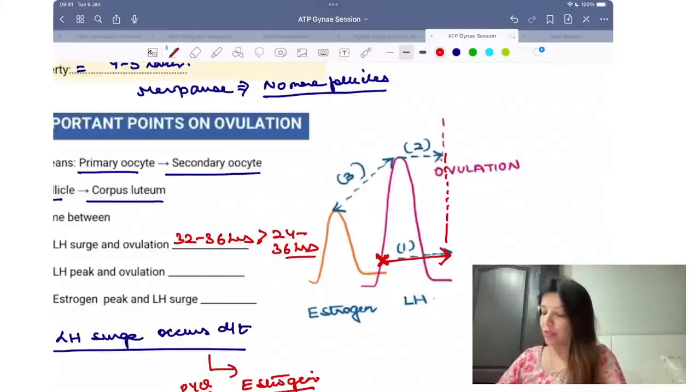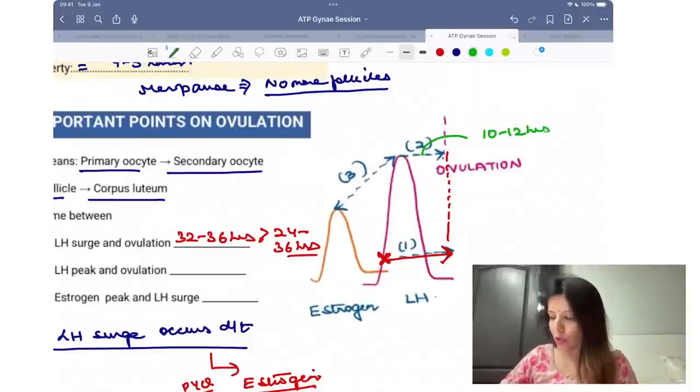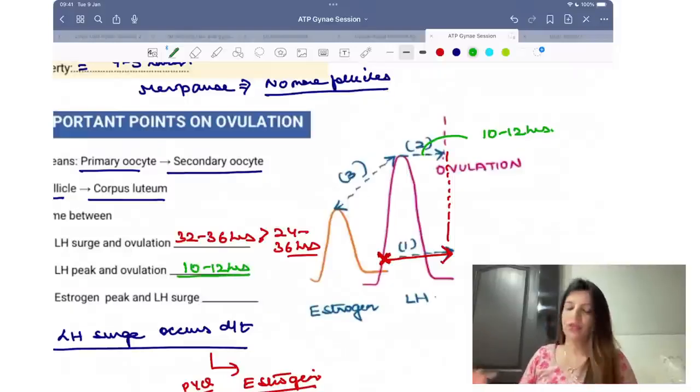Got it. Now tell me, what is the time gap between LH peak and ovulation? It is 10 to 12 hours. Third important question.